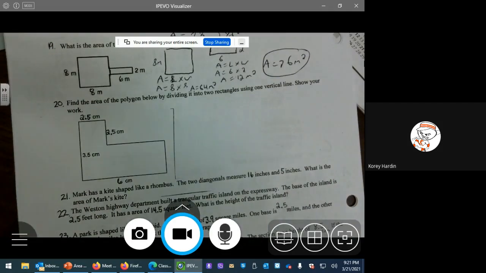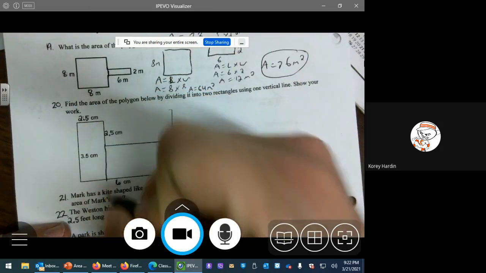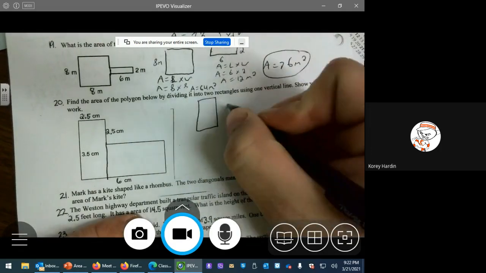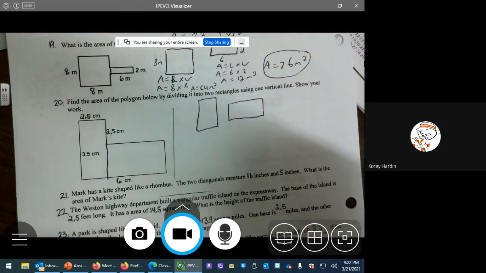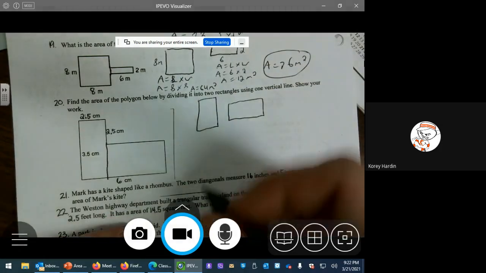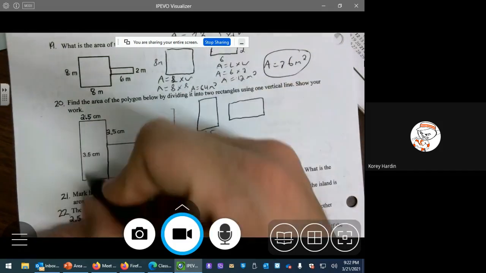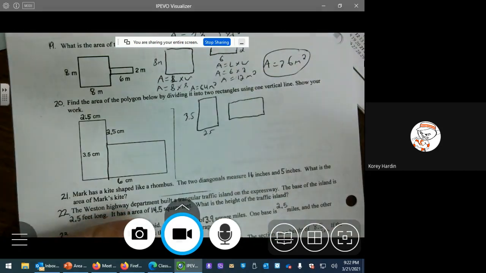All right, find the area of the polygon below by dividing it into two rectangles using one vertical line. Show your work. All right, so it wants a vertical line on this one. So I'm going to use that line right there. That gives me a shape that looks like this and a shape that looks like that. Okay. So on the top, I've got 2.5, and this length right here is 3.5. This one's kind of not to scale, but it's okay.